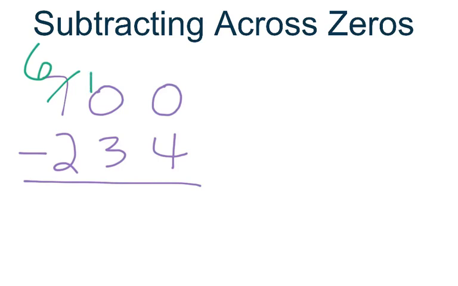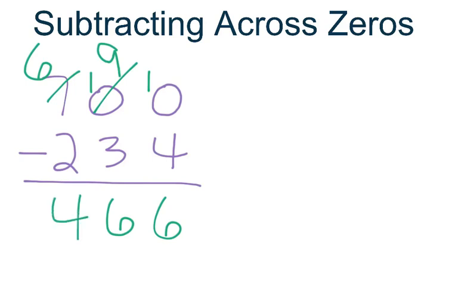or 10 longs. So now we can regroup from the tens place, which has 10, and we're going to make that a 9 tens, and then by regrouping we now have 10 units. So the one long that we took from the tens place, now we use that and convert it to 10 units. So we have 10 minus 4 is 6, 9 minus 3, 6, and 6 minus 2 is 4.